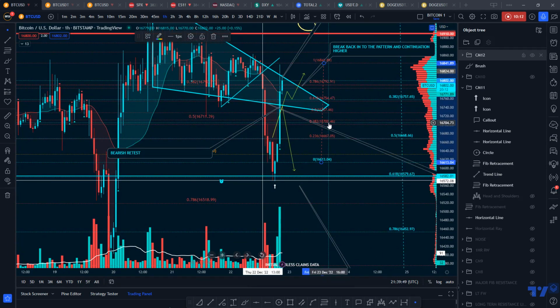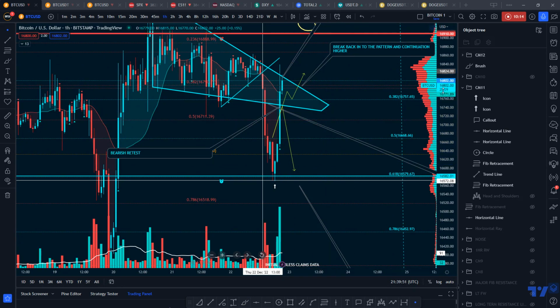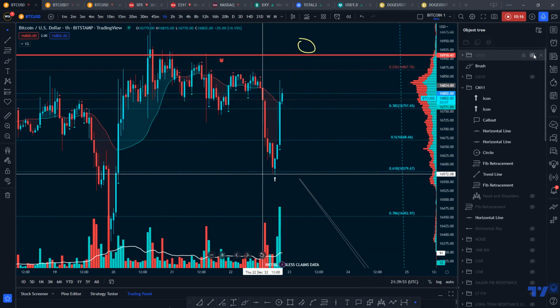Okay, so it's been a really good day. Sorry, this chart is really messy. I'm just going to switch this one off for now.